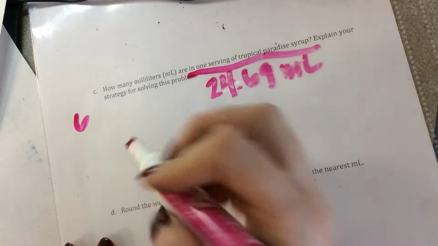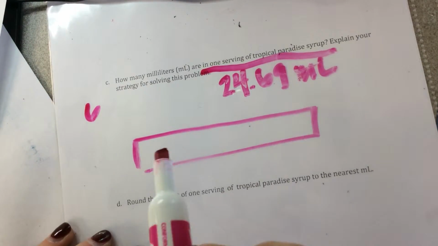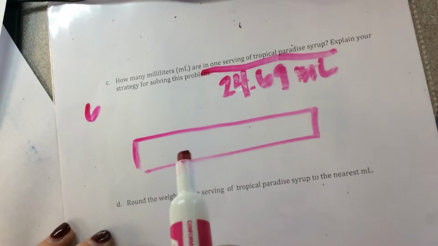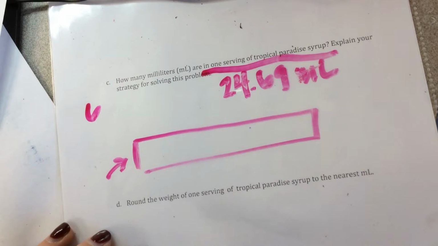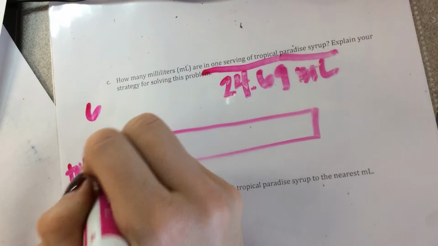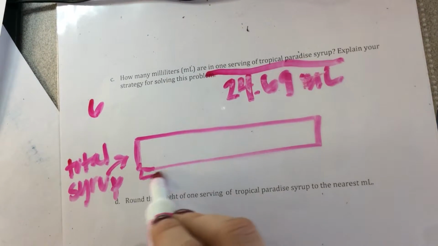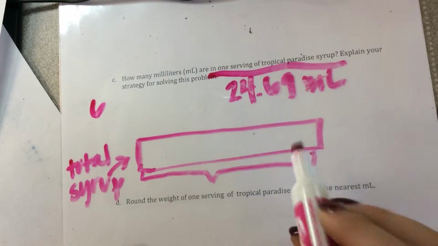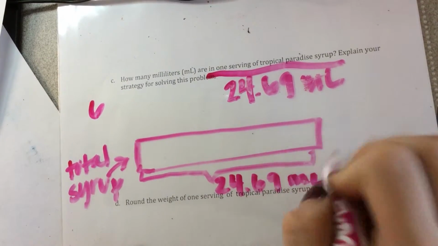So I'm going to draw my tape diagram, and remember, we always label our tape diagrams. What is this problem going to be about? And we know it's going to be about the syrup, because we want to know how much syrup is in 1 serving. So this is going to be our total syrup. And then I have to tell how much is our total syrup. And we already found out that's 24 and 69 hundredths milliliters. So I'm going to label it.